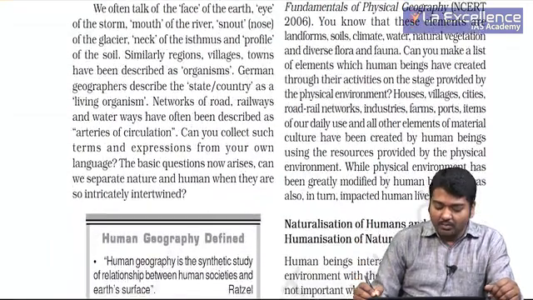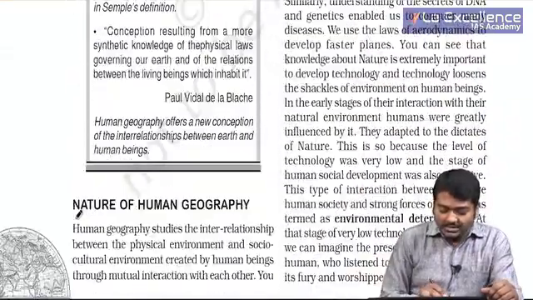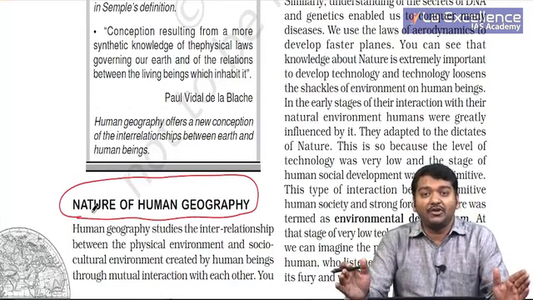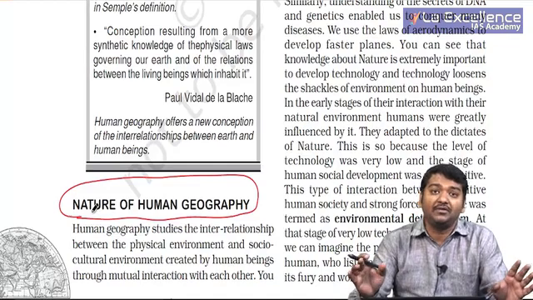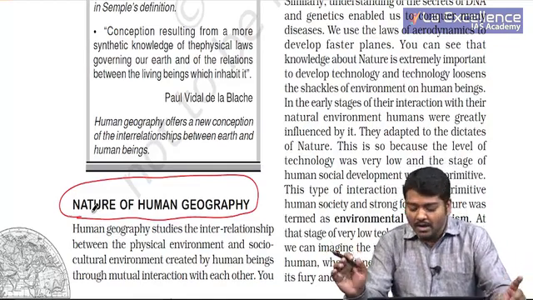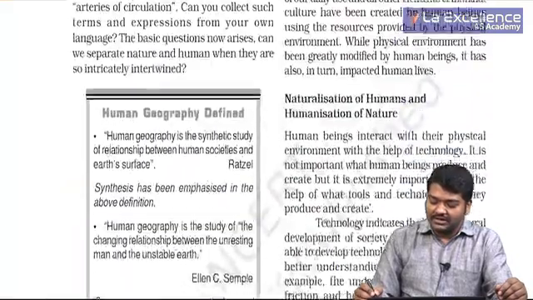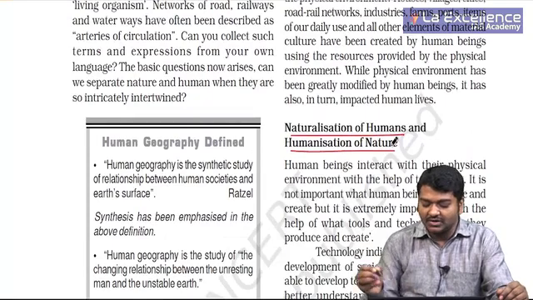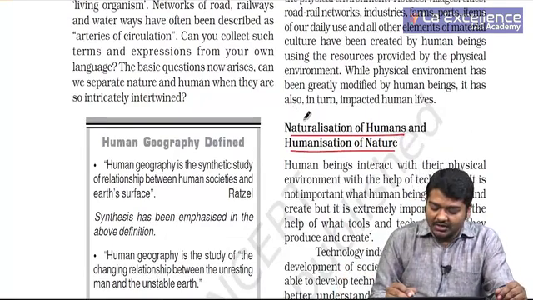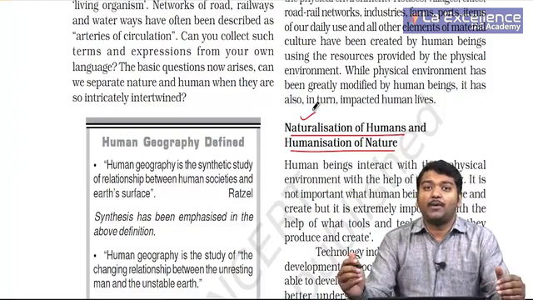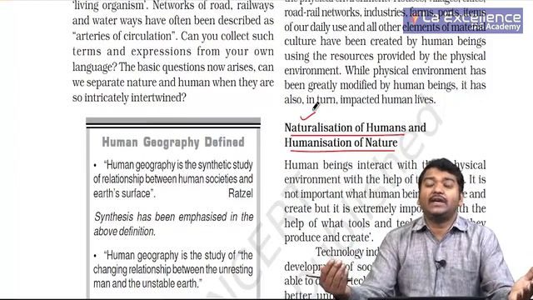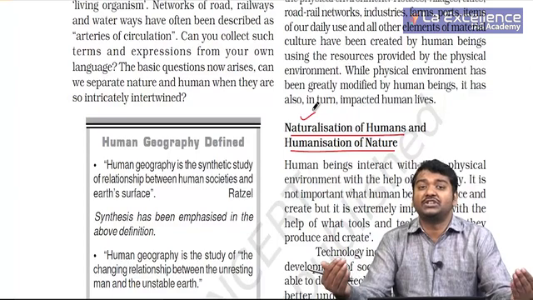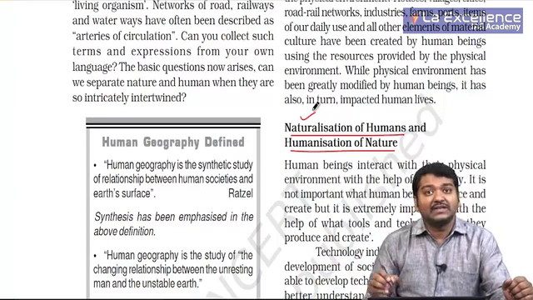Then what is more important for us is about the nature of human geography. That is, we need to look at the relationship between human beings and also the relationship between man and his own environment. There are two important things that we need to understand when it comes to this, that is naturalization of humans and humanization of nature. The meaning of naturalization of humans is, you talk about Eskimos. Based on their climatic conditions, their body will be adapted and they themselves adapt to the changing circumstances. That is naturalization of humans.